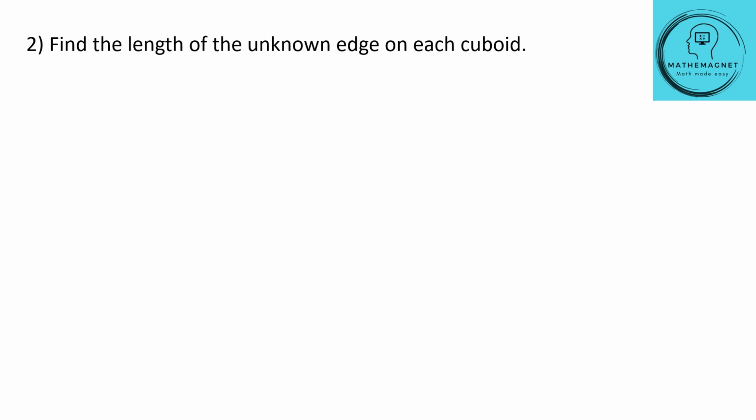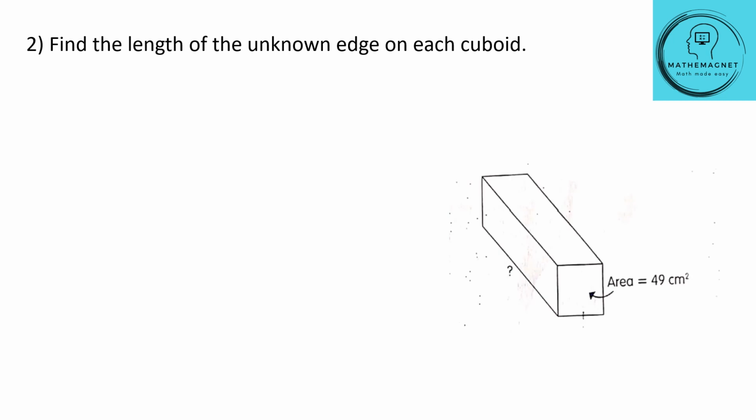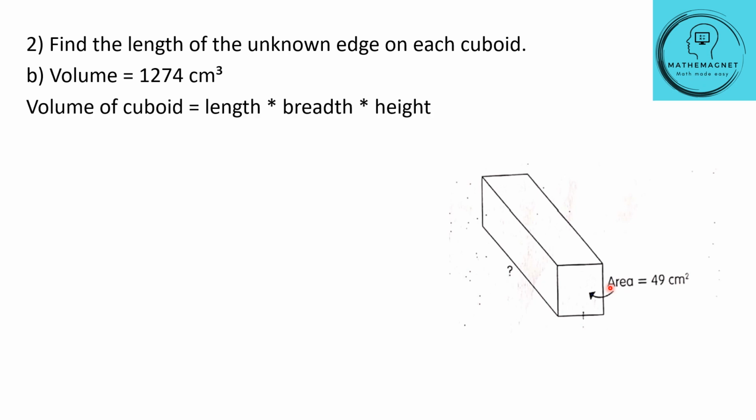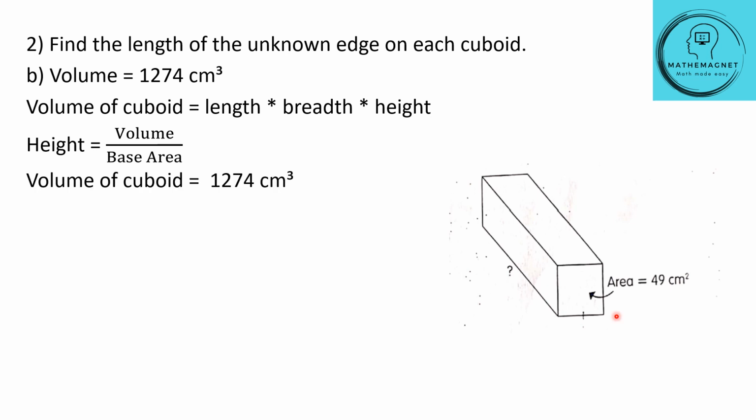The next question, we need to find the length of the unknown edge on each cuboid. So here they have given again the base area. So the product of these two sides will be equal to the area of this face, which is equal to 49 centimeters square, and this unknown length is what we need to find. So which means we know the volume as 1274 centimeters cube. We know the volume is equal to length into breadth into height, and we know the base area is given. So the unknown length will be equal to volume divided by this base area, which is equal to 1274 divided by 49. So this unknown length will be equal to 26 centimeter.